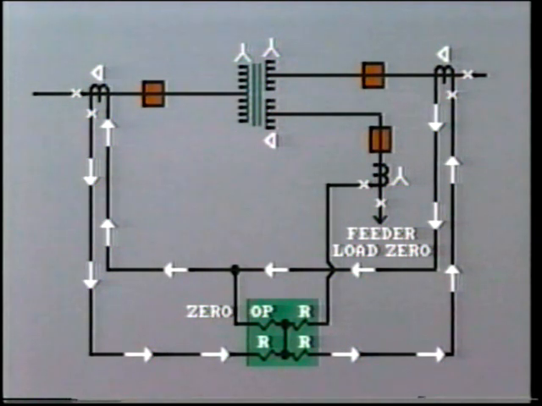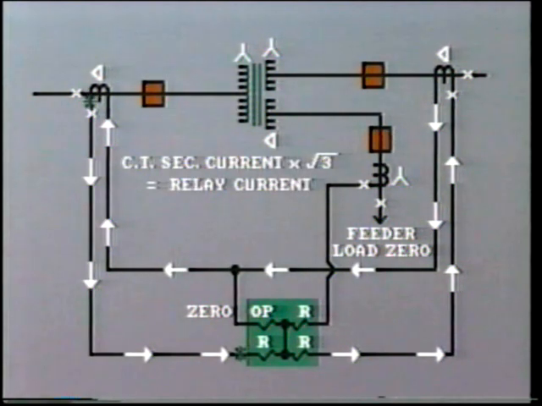We must remember, however, that this is a schematic, and with the CTs connected in delta, CT secondary current is not the same as relay current. CT secondary current times the square root of 3 equals relay current.